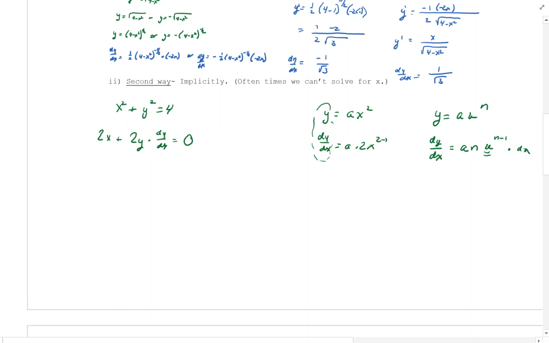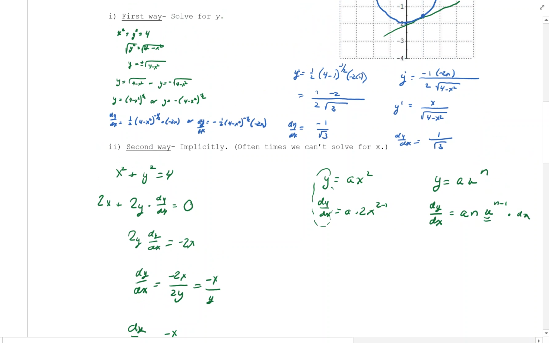If I want to see what dy/dx is by itself, I'm going to subtract 2x from each side. So I've got 2y dy/dx equals -2x. Divide by the 2y, and dy/dx equals -2x over 2y, or just -x over y. Taking that derivative is a lot easier than what we did up here.